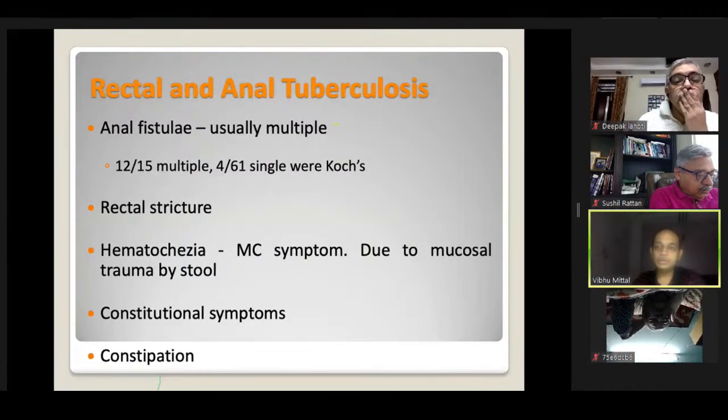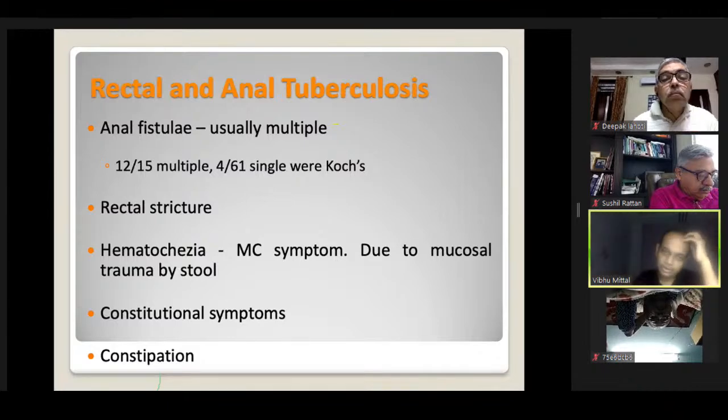Rectal and anal tuberculosis is considered an important cause of anal fistula, at least was considered an important cause of anal fistula in India. In a series from the 80s evaluating causes of fistula, in individuals who had multiple fistulas, tuberculosis was much more common. Twelve out of 15 patients with multiple fistulas had tuberculosis, while only 4 out of 61 single fistulas were TB. So multiple anal fistula can also be TB. In older series, it could be TB altogether. Presently, we would talk about Crohn's also in this.